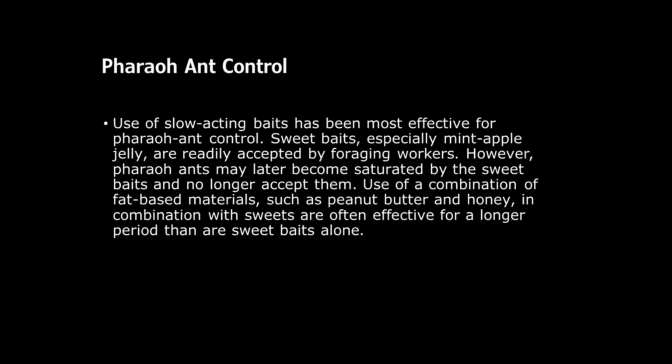Pharaoh ant control. Use of slow-acting baits has been the most effective for Pharaoh ant control. Sweet baits, especially mint apple jelly, are readily accepted by foraging workers. However, Pharaoh ants may later become saturated by the sweet baits and no longer accept them. Use of a combination of fat-based materials, such as peanut butter and honey, in combination with sweets, is often effective for a longer period than sweet baits alone.